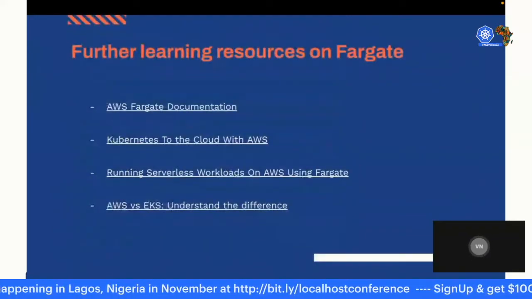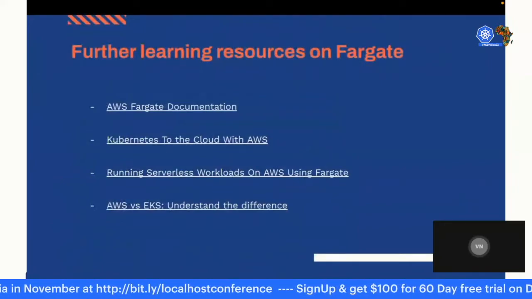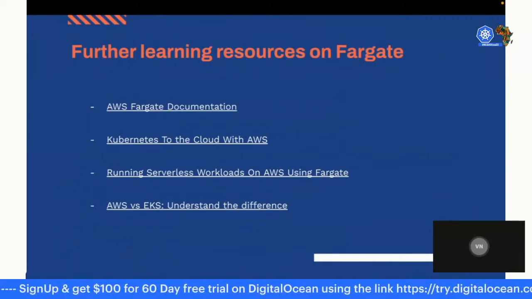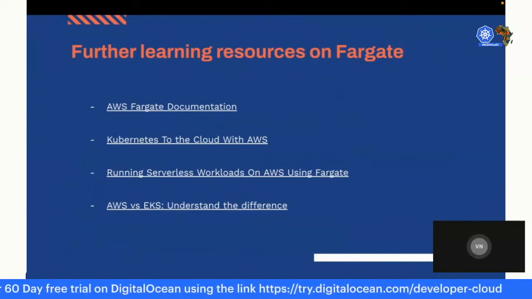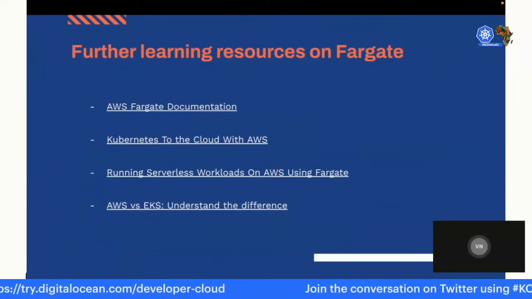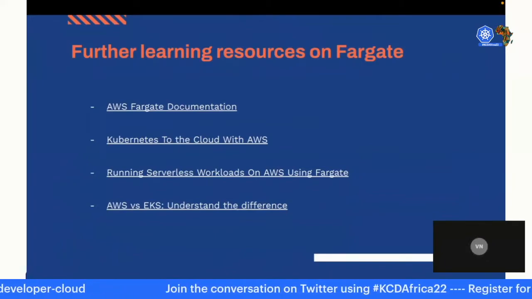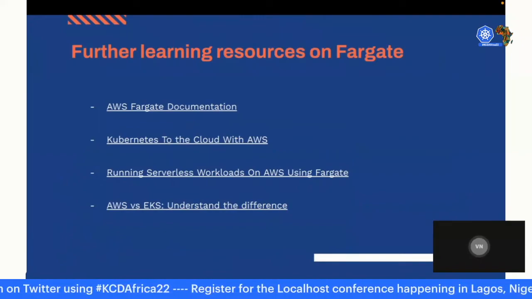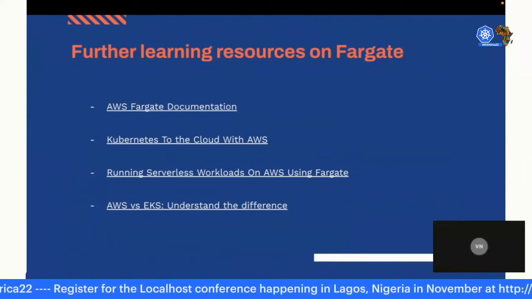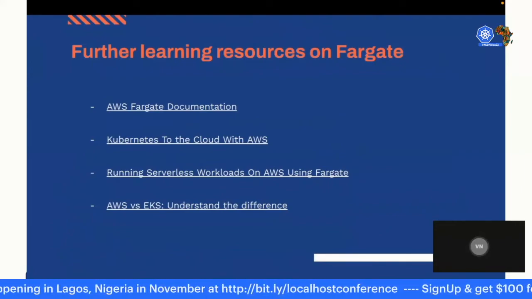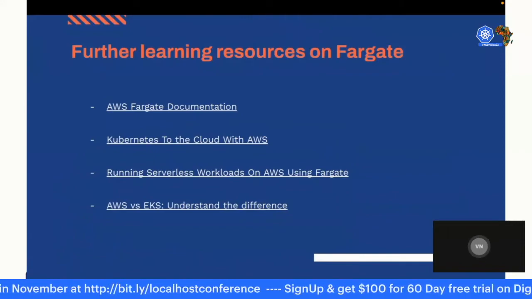So, further resources on Fargate, we have the Fargate documentation. Then there's a guide written by one of the AWS solutions architects on Kubernetes to the cloud. Then we also have a guide that talks about the comparison between EKS supported with Fargate and regular EKS, which you can go through in your spare time. And that's the end of my presentation. I don't know if there's any question from anyone.